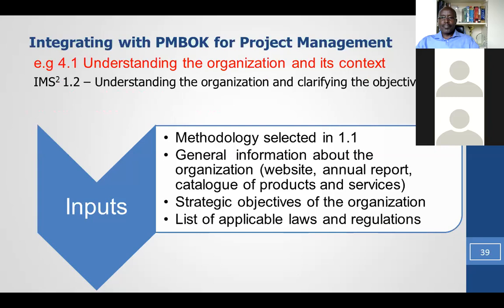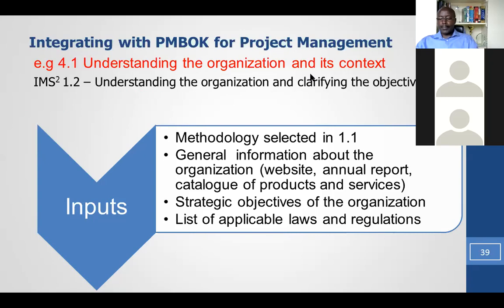You will have selected a methodology in 1.1 of this particular methodology, but whatever methodology that you selected to use in your implementation, that becomes part of what is going to guide you as an input to help you to understand the organization. Then you have to collect general information about the organization from maybe websites, annual reports, products and services, and the strategic objectives of the organization and the list of applicable laws and regulations.